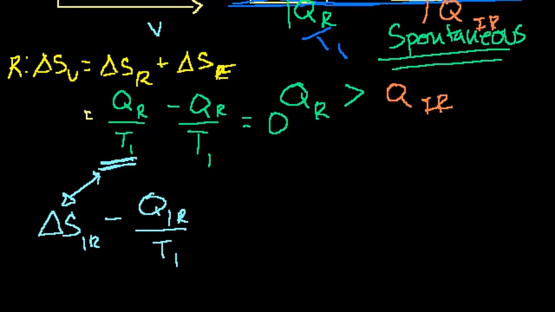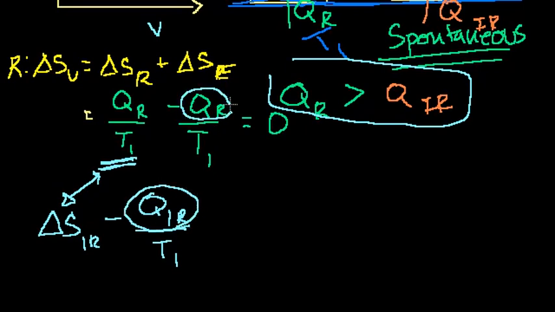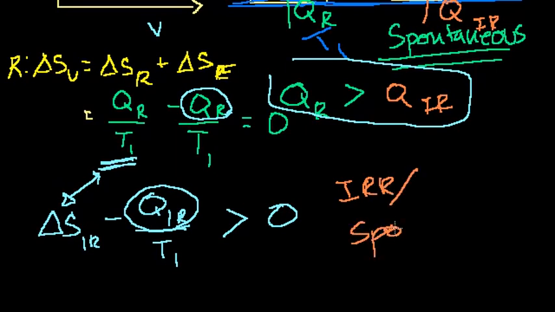Let me clean this up a little bit. I wrote it right here. Q sub IR, the heat that the irreversible process has to take from the reservoir because it's generating its own heat from friction, is less than the heat from the reversible process. So this number right here is less than this number here. Or you could view it this way: this number here was equal to this, so this number here is going to be less than this. So this has to be greater than 0 for the irreversible, spontaneous process.